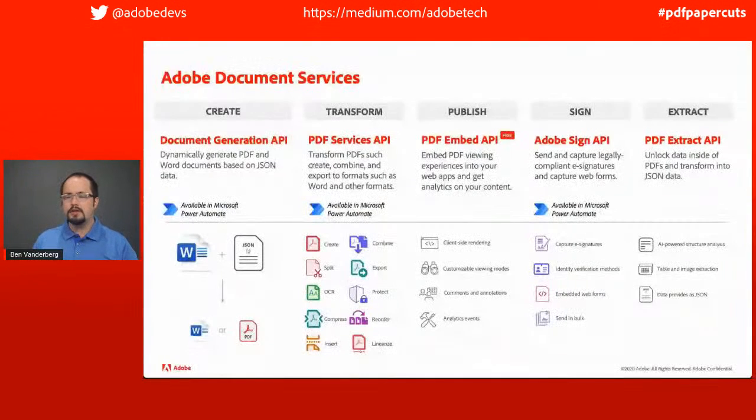So this show is specifically going to be around our main topic of Adobe Document Generation inside of Microsoft Power Automate. But if you're not familiar with what Adobe Document Services are, let me give you a quick tour of what that looks like. So Adobe Document Services is our set of services and APIs that allow you to automate many of the actions within a document lifecycle.